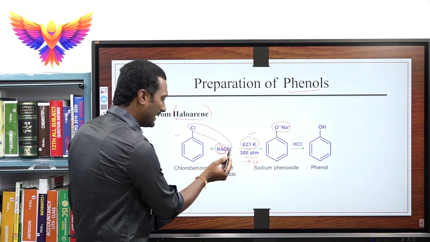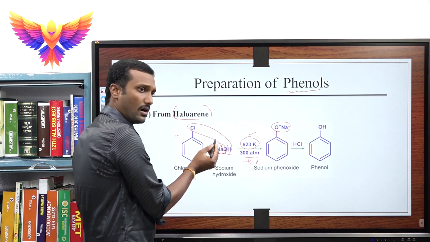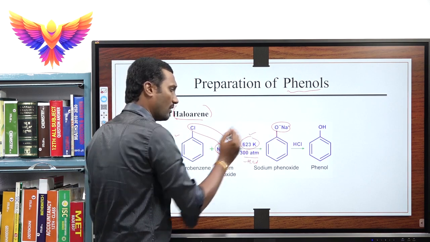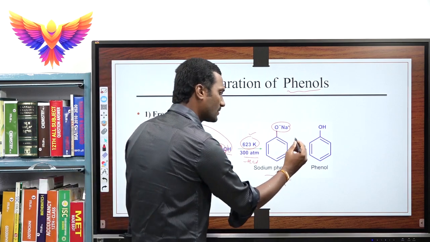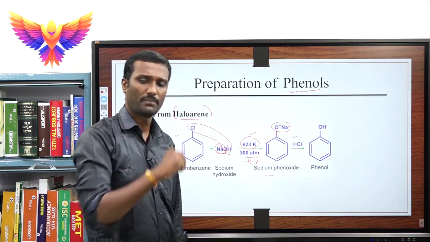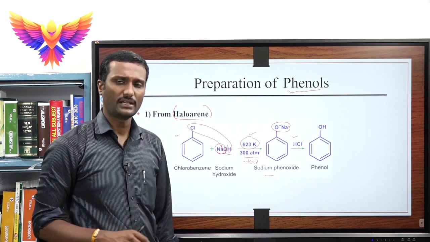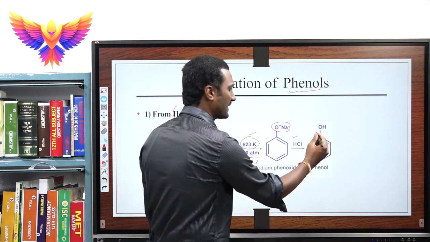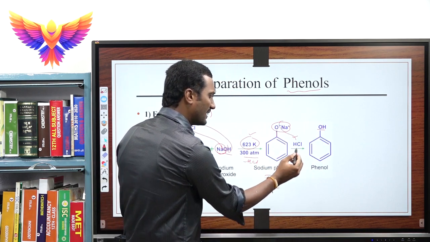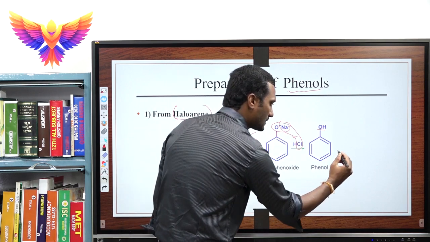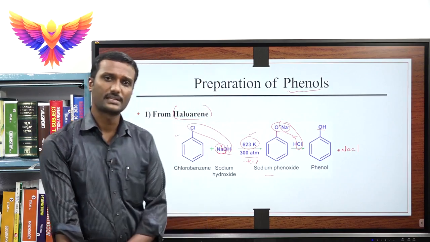Again, I will repeat: H combines with Cl to form HCl, and sodium oxide reacts on the benzene structure to form sodium phenoxide. When you add a few drops of acid, or hydrolyze with acidified water, immediately we get phenol. The Na and Cl combine to form a salt. This is how we prepare phenol using chlorobenzene.